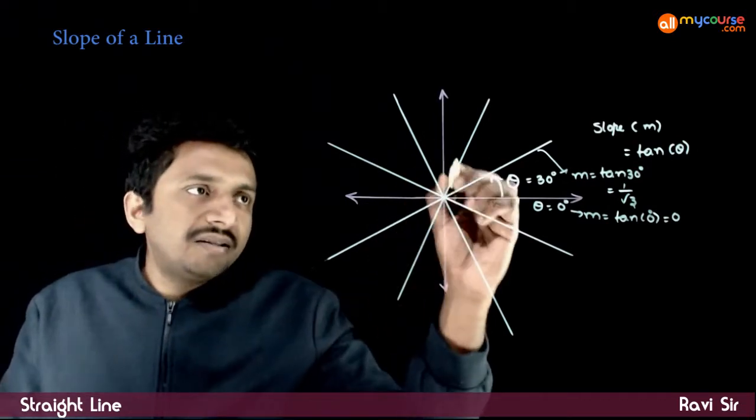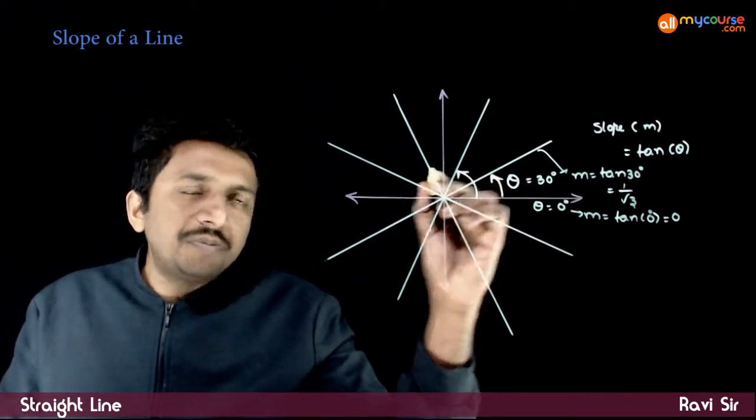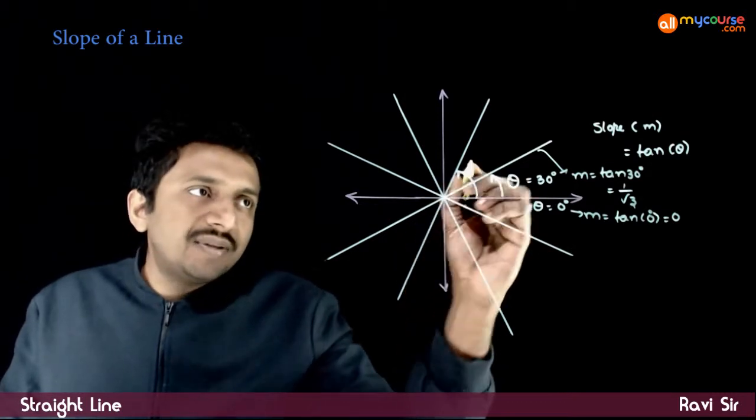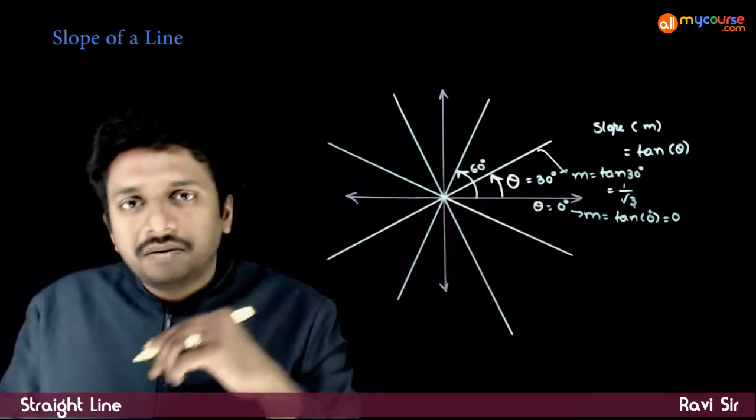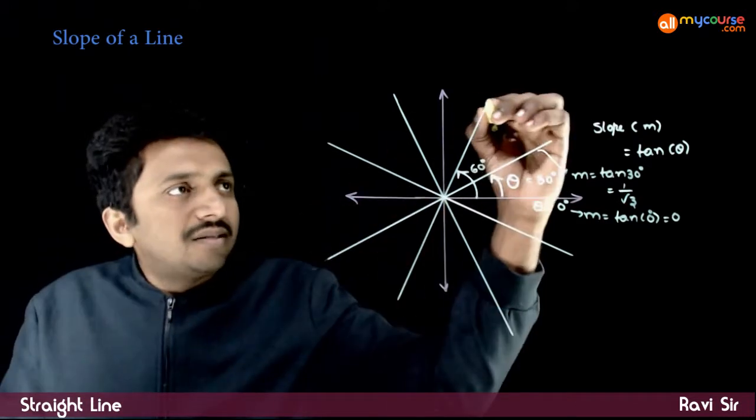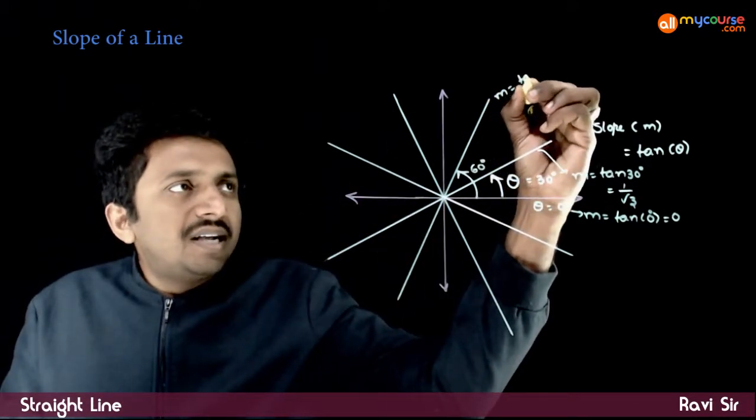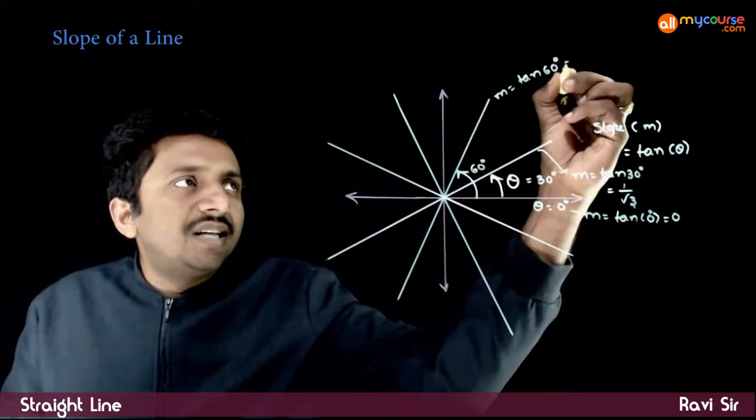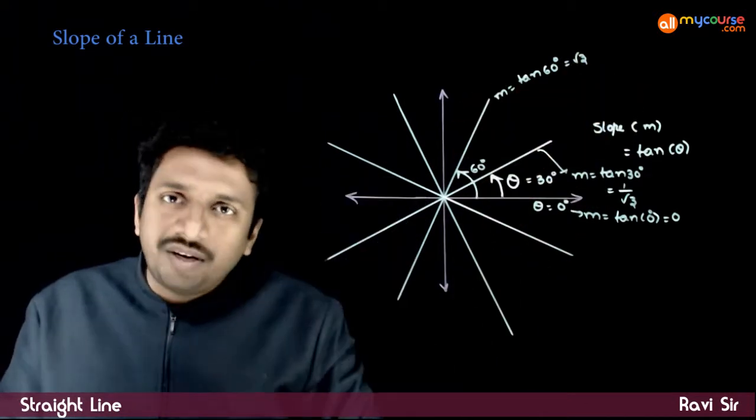Now let us say that you have a line which makes an angle of 60 degrees with x-axis. What is the slope of this line? The slope of this line is simply tan of 60 degrees, which is equal to root 3.